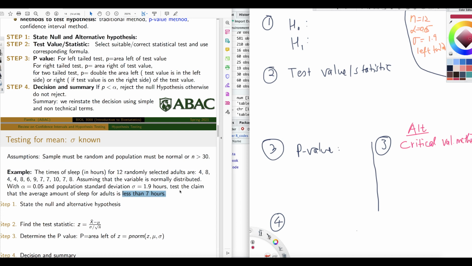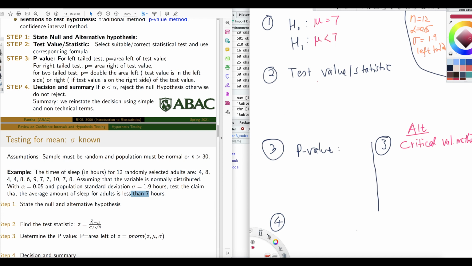So let us write down the null and alternative hypotheses. The claim to test is that the average amount of sleep for adults is less than 7 hours. This is for the whole population. So we assume that it is greater than or equal to 7 hours. That means mu equals 7, but it is basically greater than or equal to. And you want to test for mu less than 7 hours.